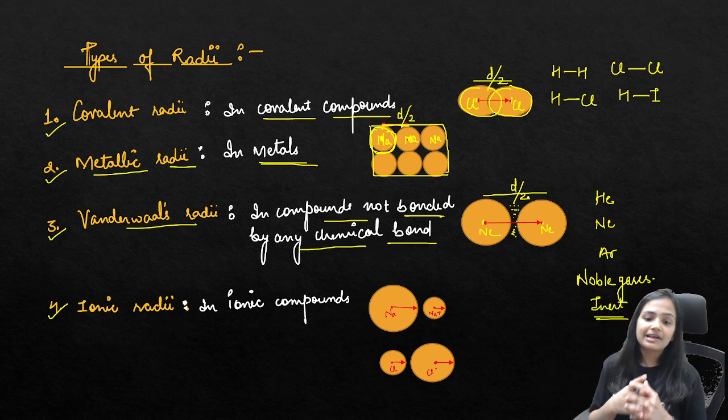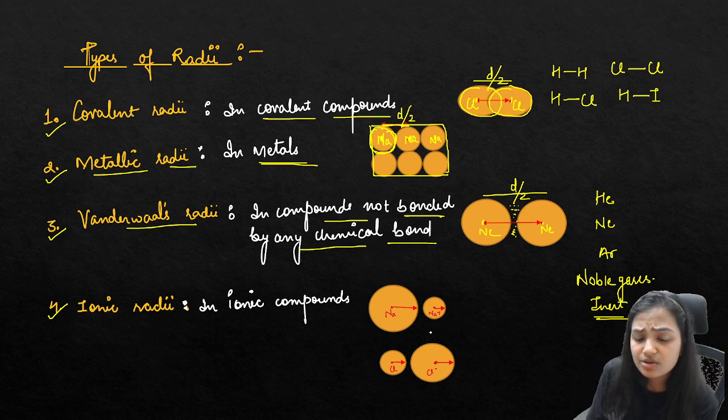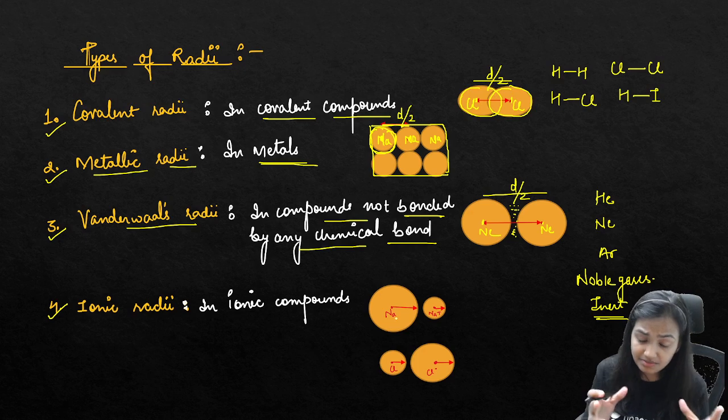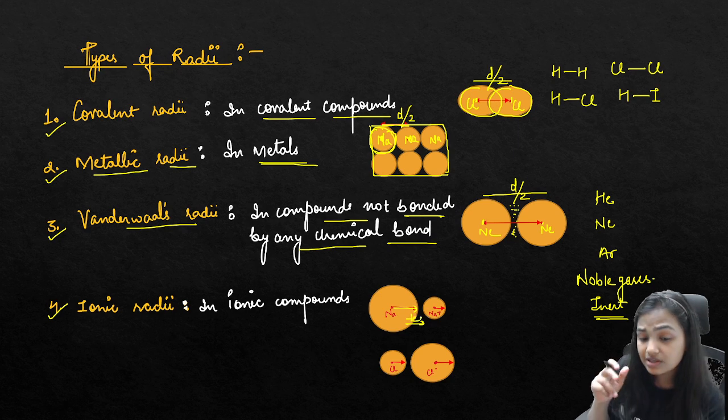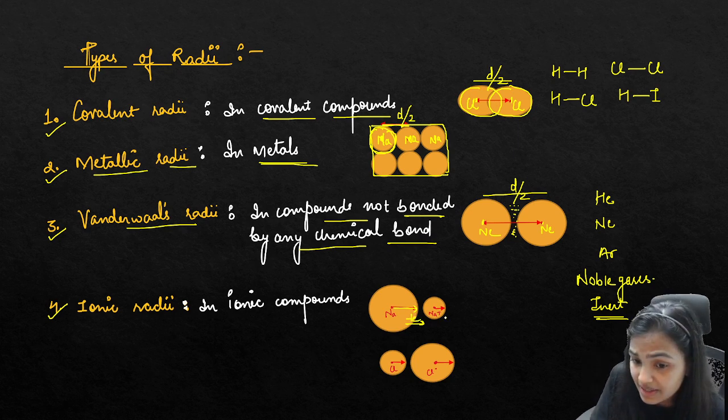Now what do you mean by the ionic radii? So let me tell you guys, we do have atoms. Okay, so an atom can be ionized. When there is a loss of an electron, when I remove one electron, this will become Na positive.